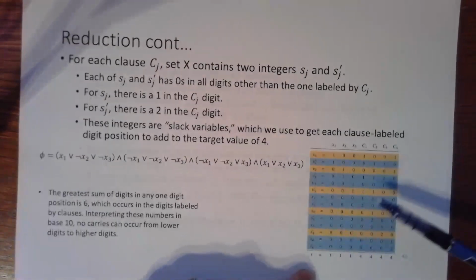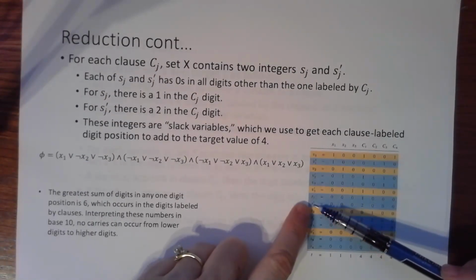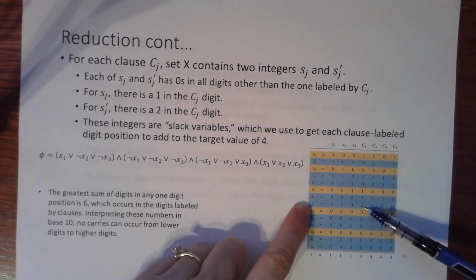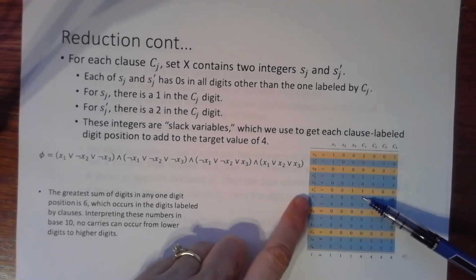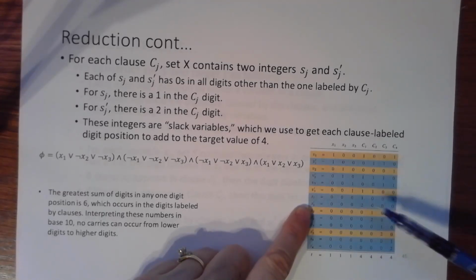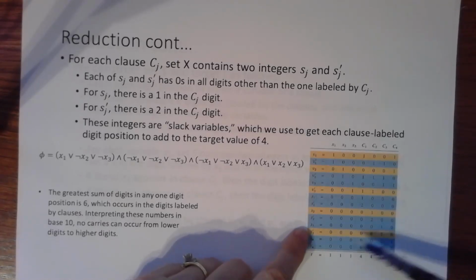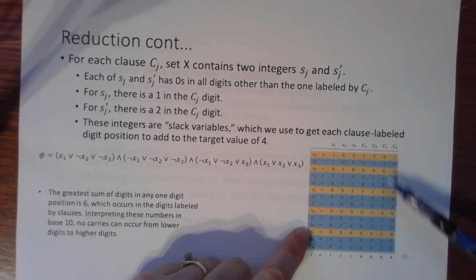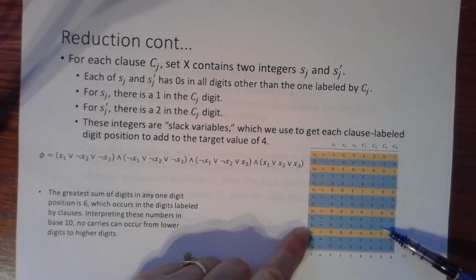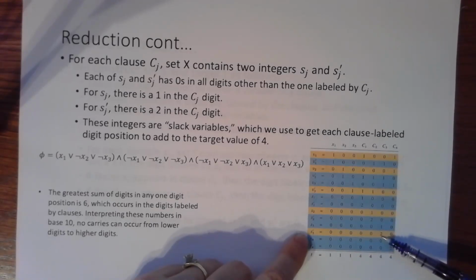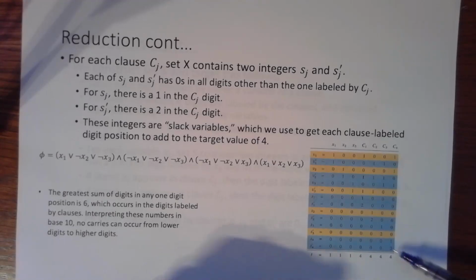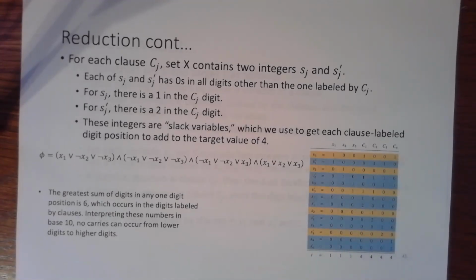So notice, for S1 and S1 prime, it goes 1, 2. The regular one is a 1 and the prime is a 2. Same thing over here for S2, we've got a 1 and a 2: 1 for the regular, 2 for the prime. For 3, it's only in the C3 spot, but it's 1 for the regular and 2 for the prime. Again, for 4, 1 for the regular, 2 for the prime.